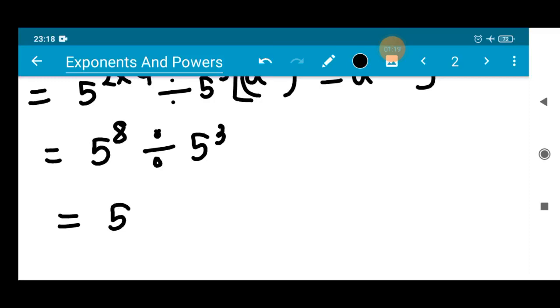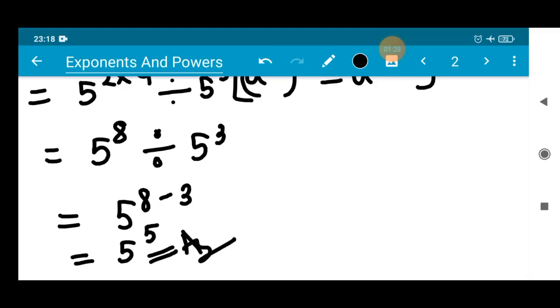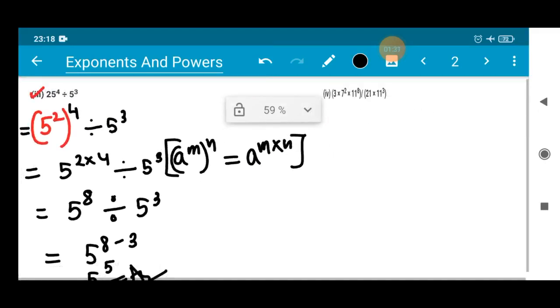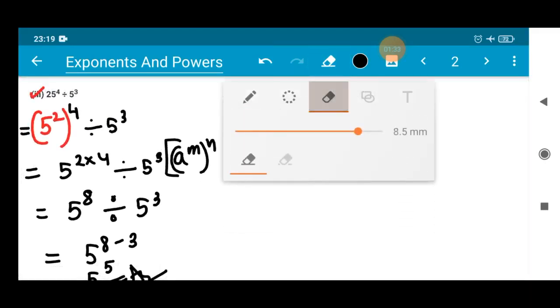5 to the power 8, when you have the same base and a division sign, your exponents will be subtracted. It is 5 to the power 5. Okay, so this is the value. I hope you people understood. Let us solve the next one.